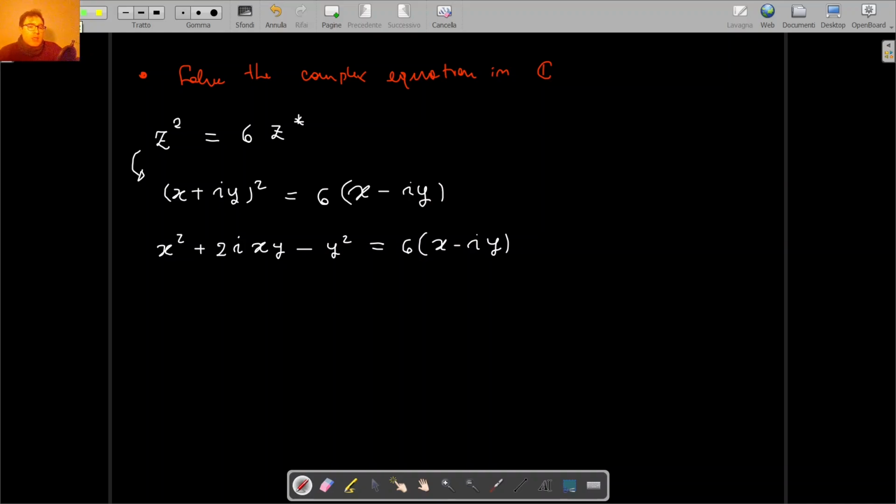So now basically we have arrived where we wanted to arrive, because now we have to separate the equation in its real part and imaginary part, and we have to equate these parts between the left hand side and the right hand side of the equation. So we highlight the real part. So we have x squared minus y squared here, and this is the real part here. Okay, then we have the imaginary part here, and here we also have this 6.